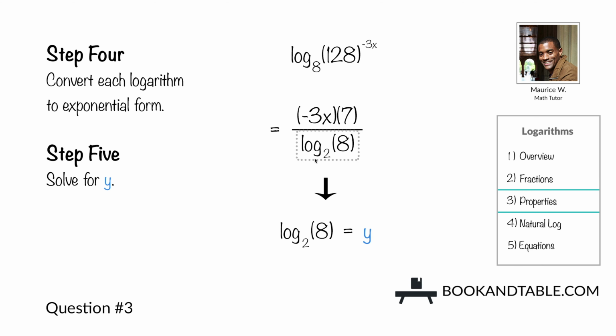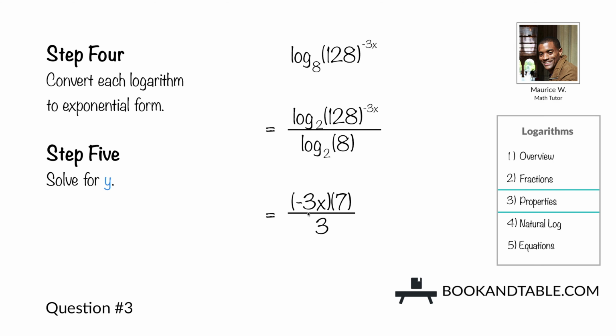And now the log in the denominator we set equal to y, giving us log base 2 of 8 is equal to y. And now we take our base 2, raise it to a power of y, and set that equal to the argument 8. And 8 is equivalent to 2 raised to a power of 3, allowing us to see that y is equal to 3, which means log base 2 of 8 is equal to 3. So we swap this term in the denominator for 3.